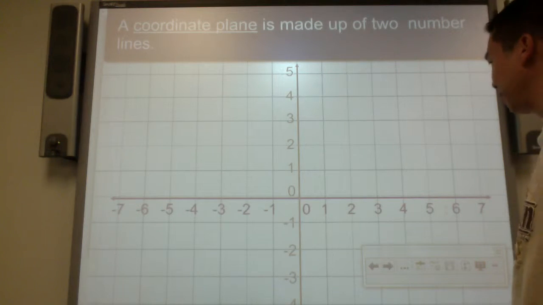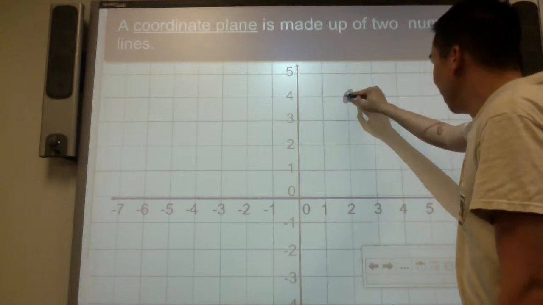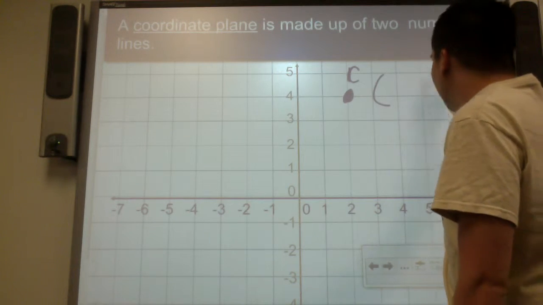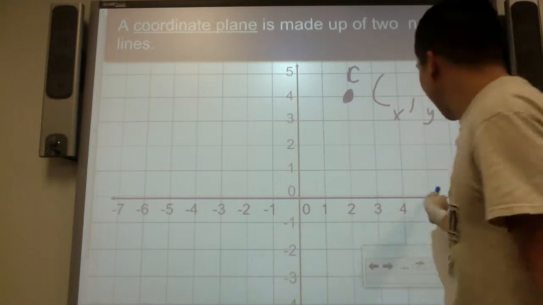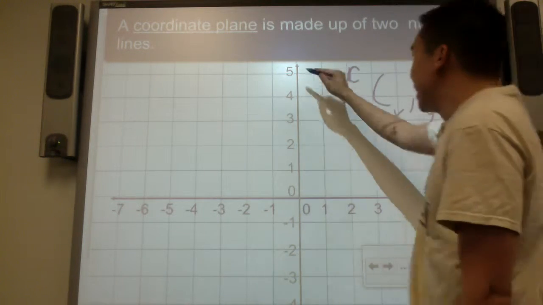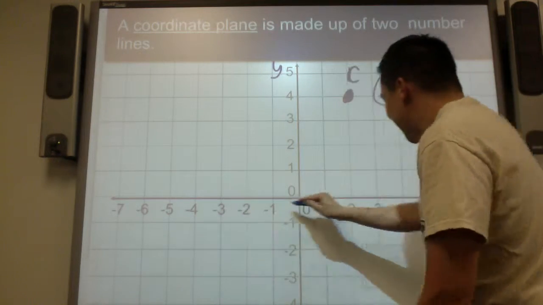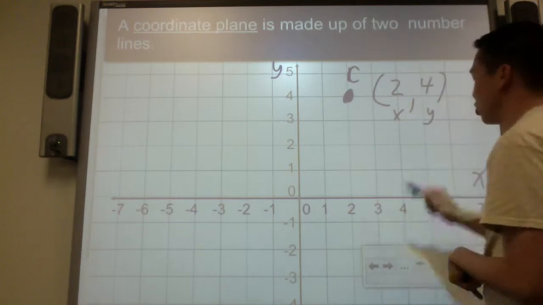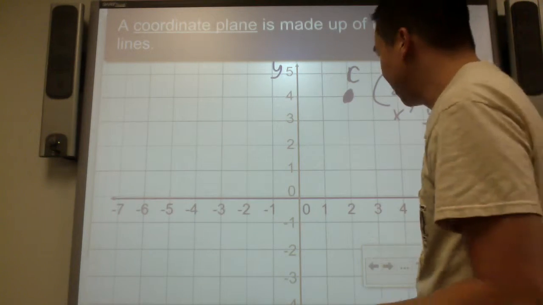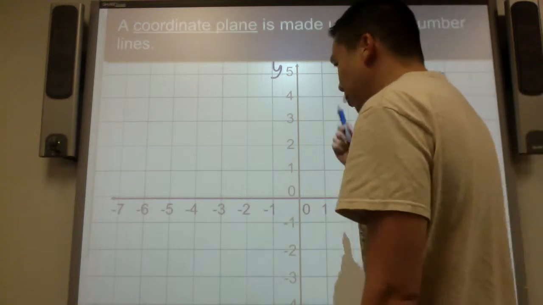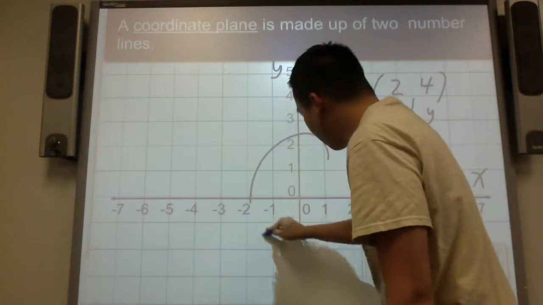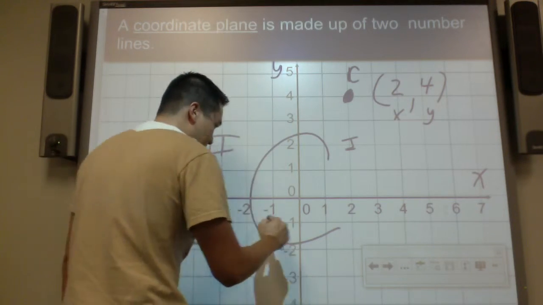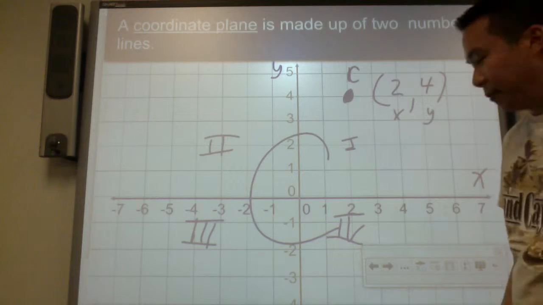So let's graph something. Can you tell me the ordered pair for this point C? I know it's x, y. This is the x-axis. This is the y-axis. On the x-axis, it will be 2. On the y-axis, it would be 4, so 2 comma 4. Which quadrant is it? Let's see, I can't remember. Oh, C for coordinate. 1, 2, 3, 4, it is in quadrant 1.